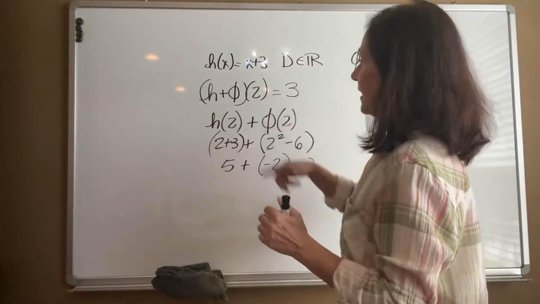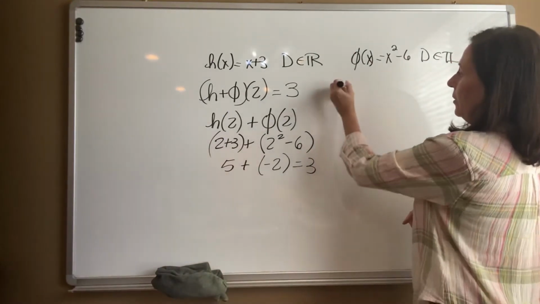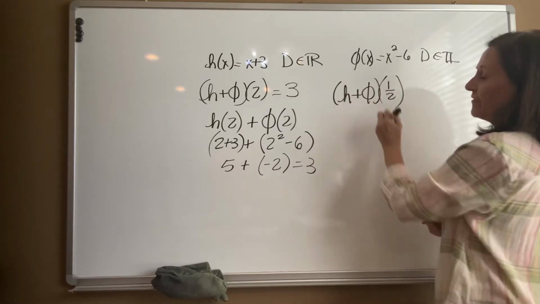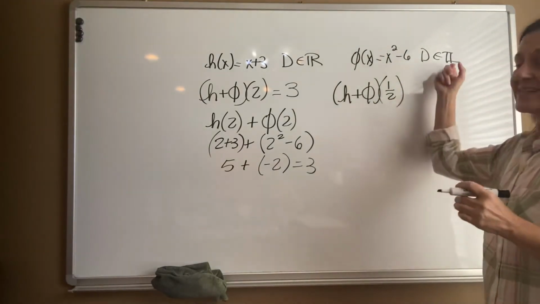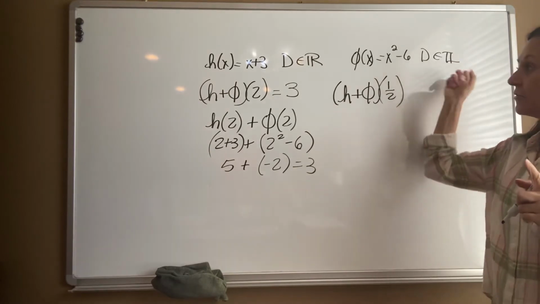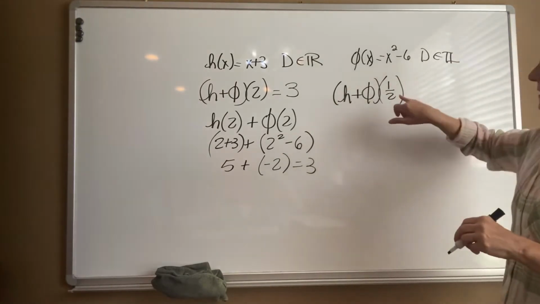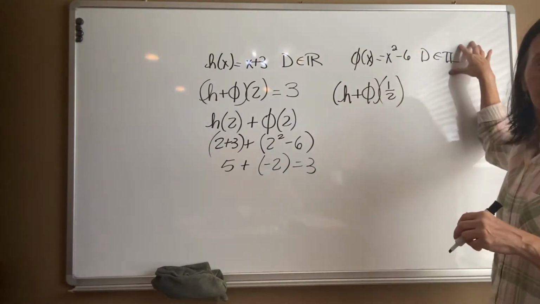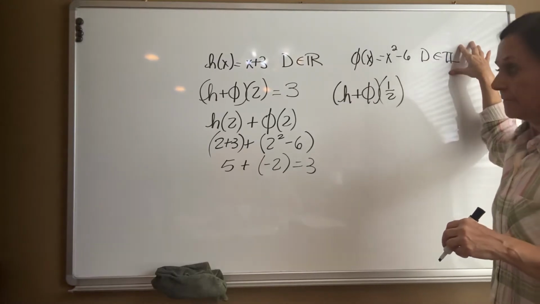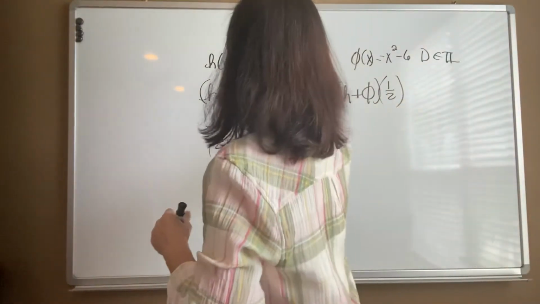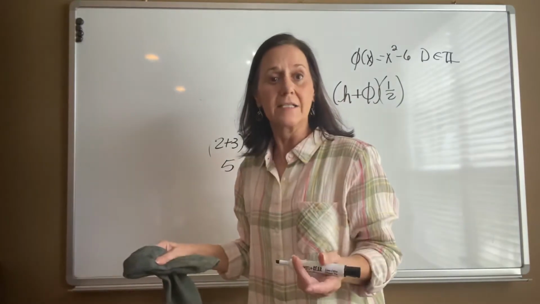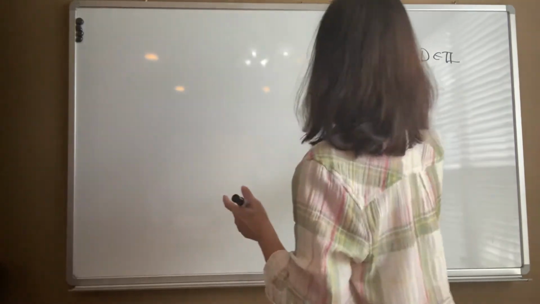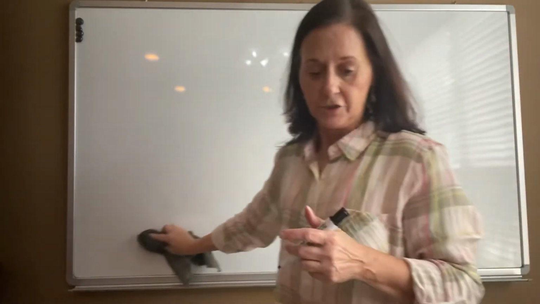So if this would have asked, what is h plus phi of 1/2? 1/2 is not an integer. So therefore there will be no solution, because 1/2 is not in the domain of this function. So there would be no solution. Okay, so you have to make sure that what you're plugging in for the value of x is in fact in the domains of both of the functions.